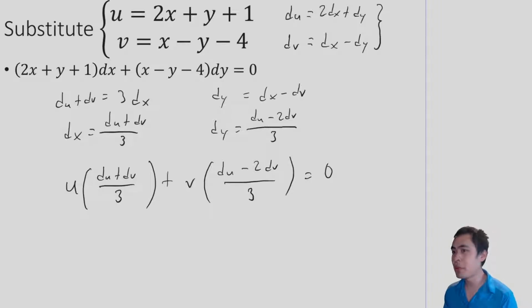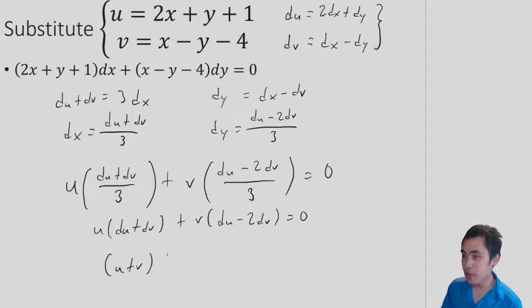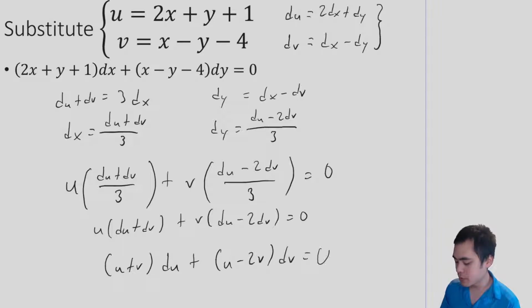Let's simplify a bit by multiplying on both sides by 3. So u times (du plus dv) plus v times (du minus 2dv) is equal to 0. And you end up with (u plus v) du plus (u minus 2v) dv is equal to 0.